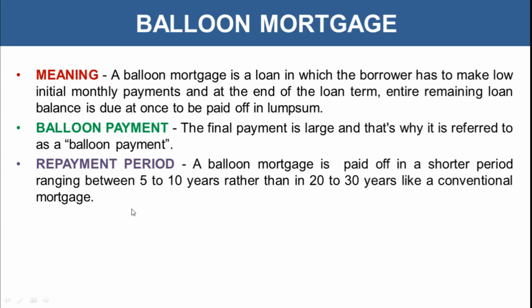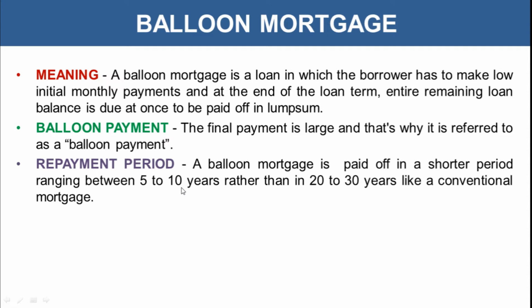In a conventional mortgage loan, your repayment period will be somewhere around 20 to 30 years. And generally, whatever loan amount you take for purchasing real estate properties is quite a huge amount, so it is spread over a longer period of time, about 20 to 30 years. But when the borrower is taking a balloon loan, it would be spread over a shorter period of time, somewhere between 5 to 10 years. And in this shorter period only, your loan amount will be cleared.